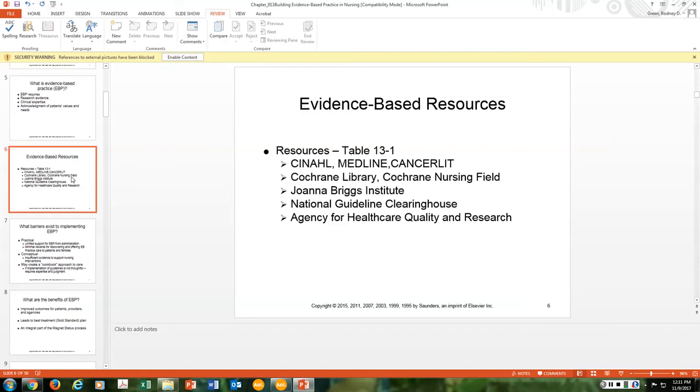There are many resources for you to look for evidence-based resources. Table 13-1 in your textbook mentions a number. Here are a few: CINAHL, which you should be pretty familiar with by now, Medline, and Cancer Lit, the Cochrane Library and the Cochrane Nursing Field, the Joanna Briggs Institute from Australia, the National Guideline Clearinghouse, and AHRQ, Agency for Healthcare Research and Quality.